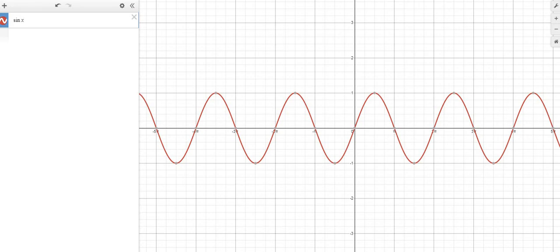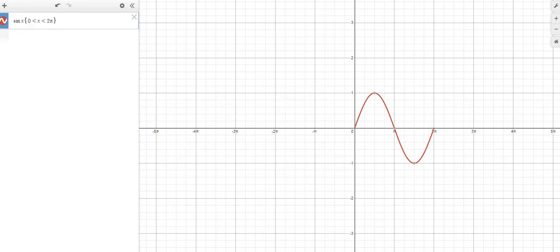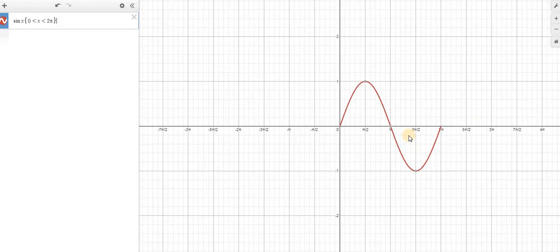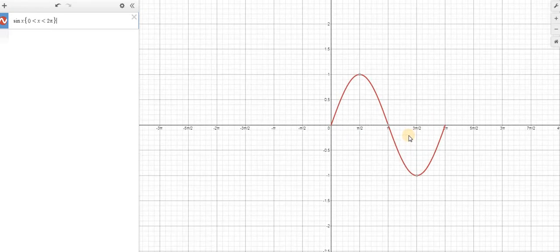If I just restrict it from 0 to 2 pi for one cycle, you see it goes up by 1 and goes down to -1 and it goes back to original position. So here the range is -1 to +1 and the period is 2 pi.